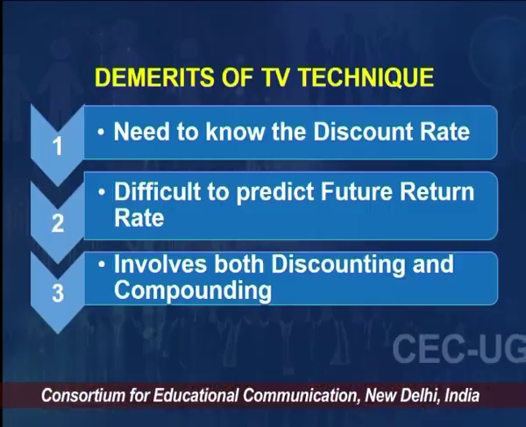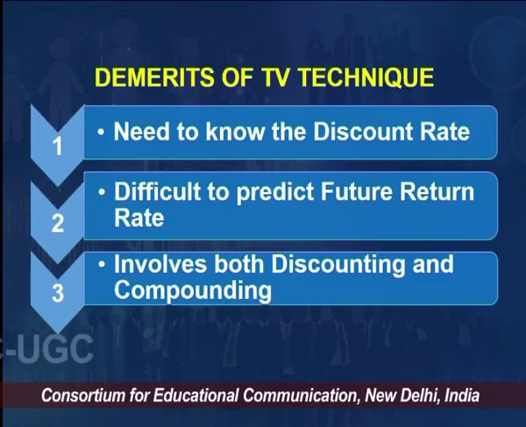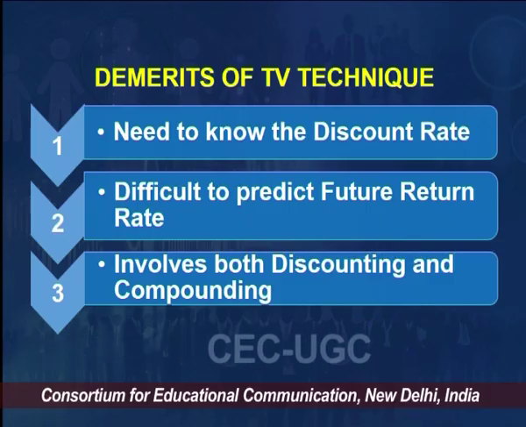The demerits, there are 3 demerits primarily. The first one is need to know the discount rate. Number 2, difficult to predict future returns rate, and number 3 is it involves both discounting and compounding. So let me explain them to you. The first demerit is that we need to know the discount rate.